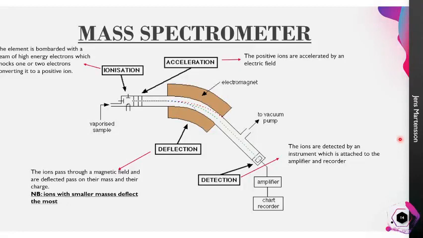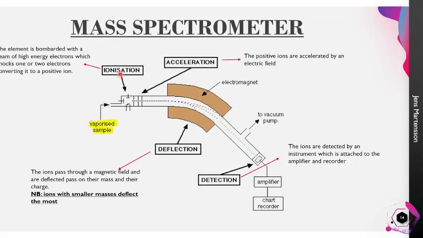The element is bombarded with a beam of high energy electrons, which knocks one or two of the electrons out of the shell that they are in and converts them to positive ions. Alright, and then our next step, so that's our first step. Our first step is ionization. Our next step is acceleration.